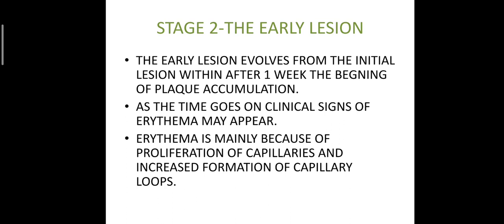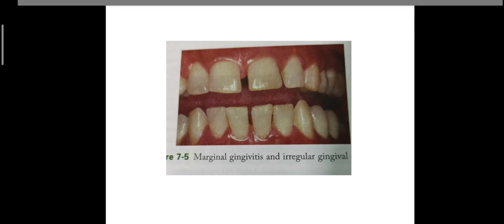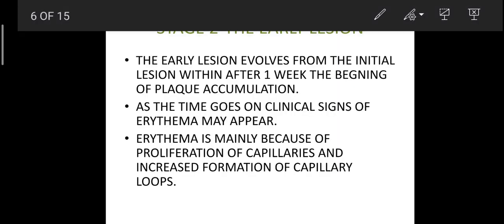The early lesion evolves from the initial lesion after 1 week from the beginning of plaque accumulation. So, understanding my point now, if the initial lesion is not treated, then the early lesion evolves within or after 1 week. If within or after 1 week it's not treated, then it comes to the second stage and the beginning of plaque accumulation. Plaque accumulation is the main factor here.